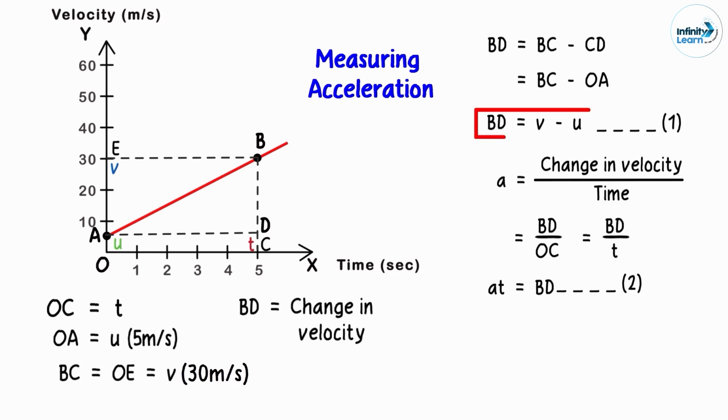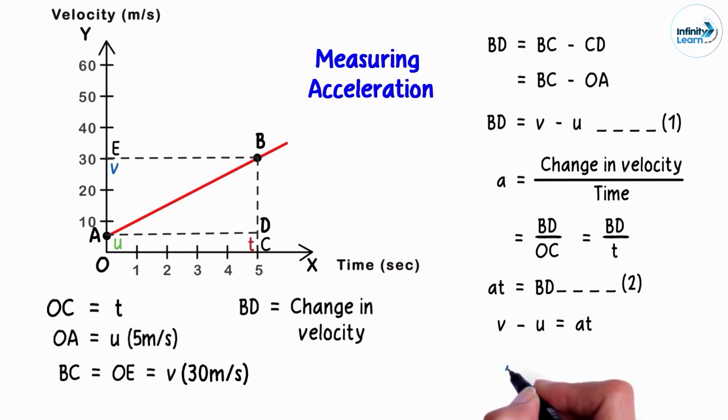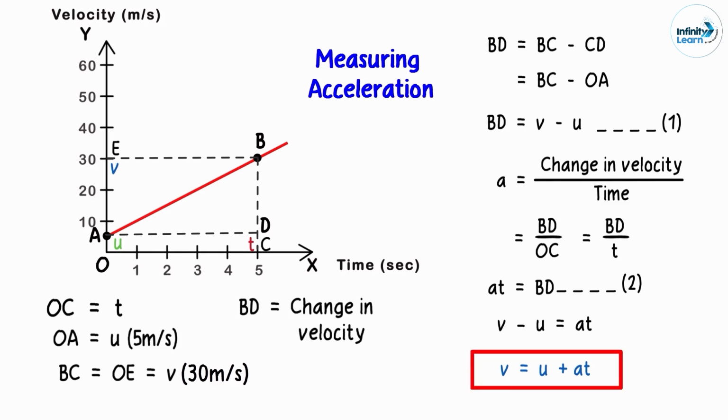Let's look at equation 1 and equation 2. We can replace BD with v minus u. We get v minus u equals at. We finally arrive at v equals u plus at. This is the first equation of motion we'd seen in the previous video. What I would like you to try is to see if the formula works for the first case, where acceleration was 0 and velocity was constant.